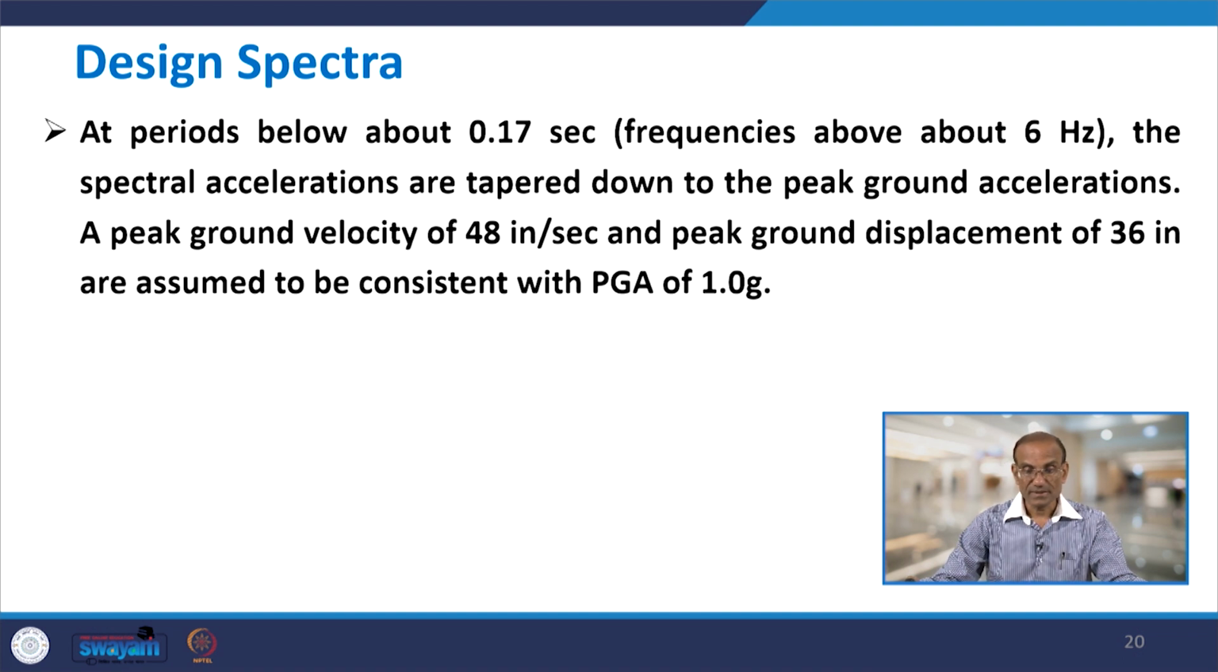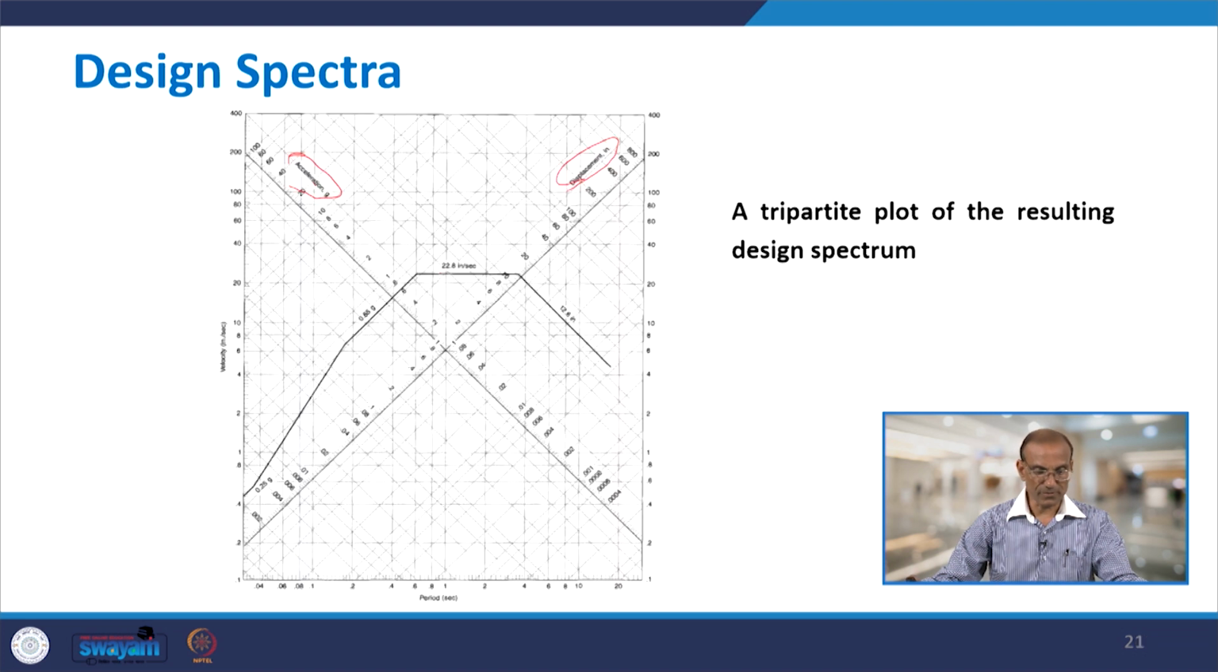So, here if you have below about 0.17 second, for example, the period in this case is less than 1 second. So, here at this point, at 0.17 second, this is tapered down to 0.25 g. So, this tapering is done because the tapering is happening at 0.17 second.